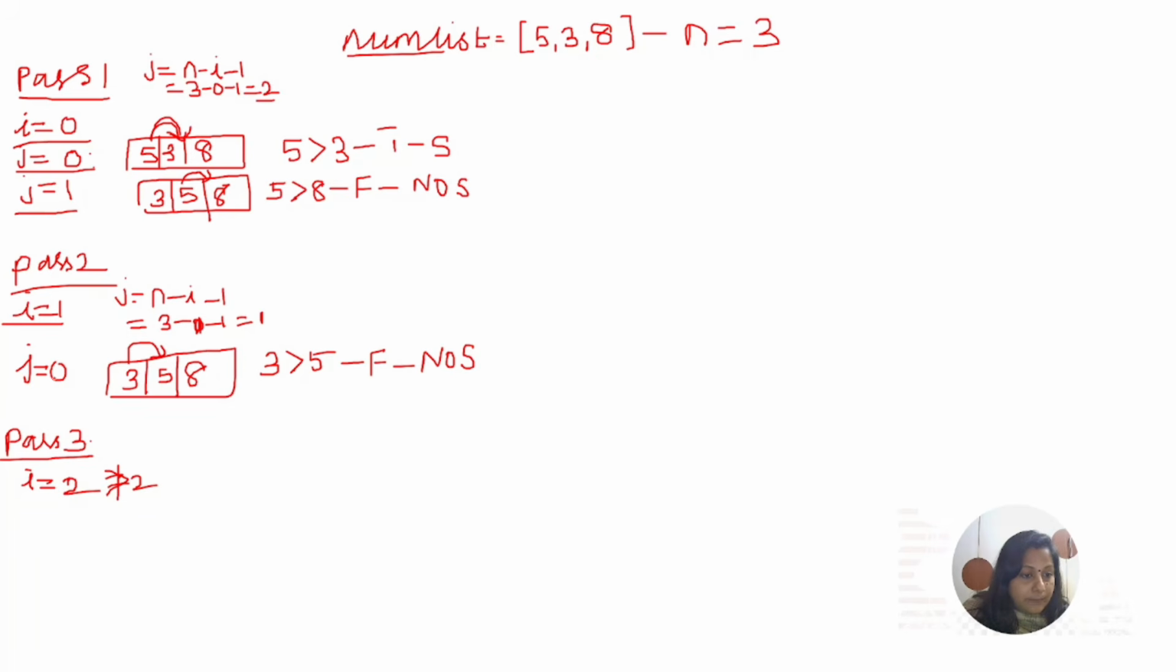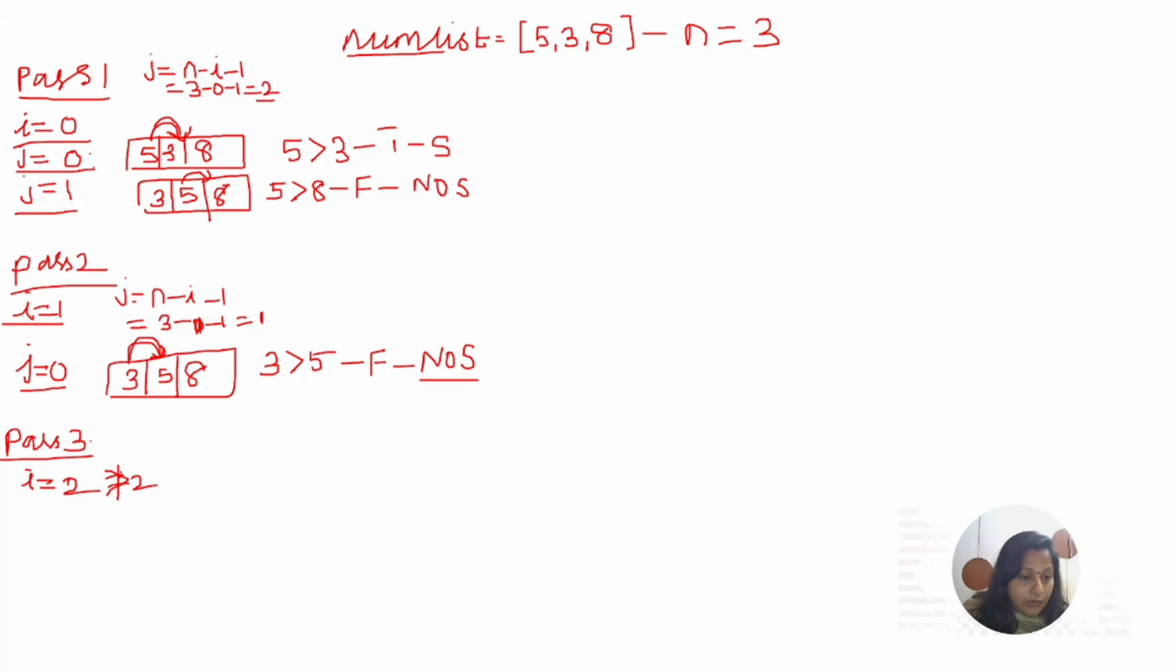Then j also will become 0 only because j equal to n minus I minus 1. So 3 minus 1 is 1. So j will run only one time. That is 0 index only it is going to compare. So 3 and 5 and 8, because we are taking it from the past one. So you are going to compare it with 0 to first index. So it is false. So it won't do the swapping.